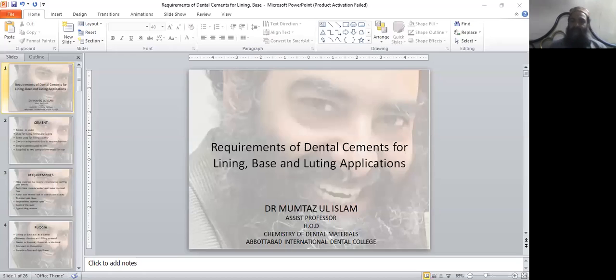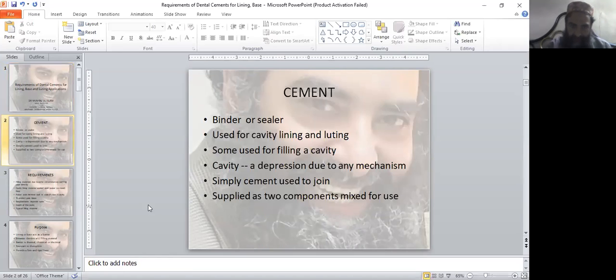Our today's topic for dental material class is requirements of dental cements for lining, base and luting application. All of you are well aware of the terms lining, base and luting. If not, then we will see it here in this lecture.